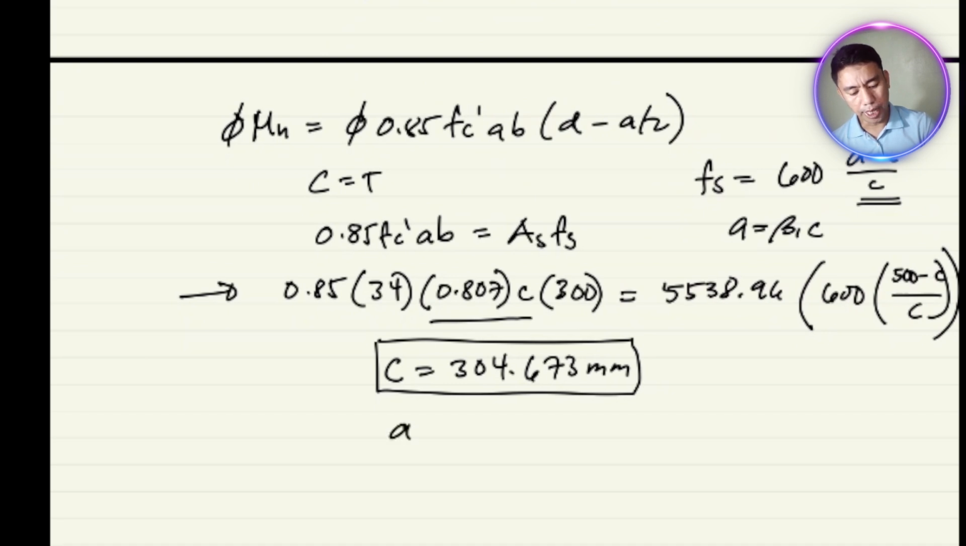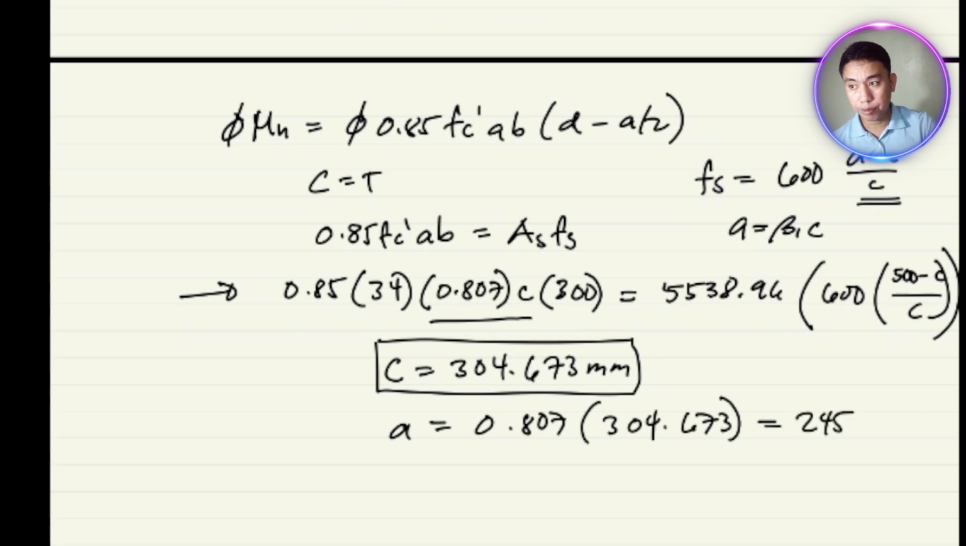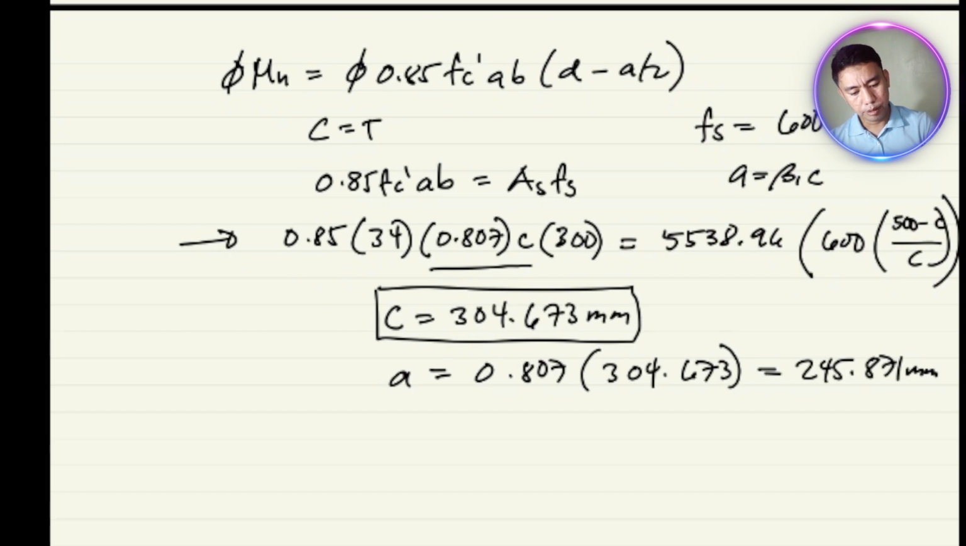Then we can solve for a kasi ito yung kailangan natin. a is beta 1 c. So this is 0.807 times 304.673, which has a value of 245.871 mm. Then, do we need to solve for fs? Actually, no need to solve for fs.